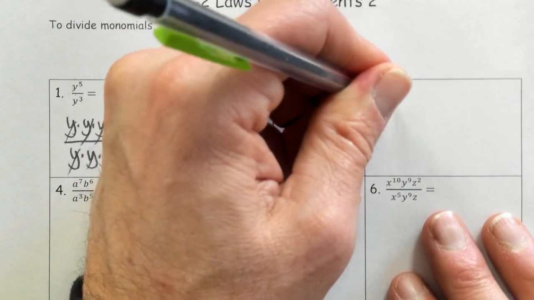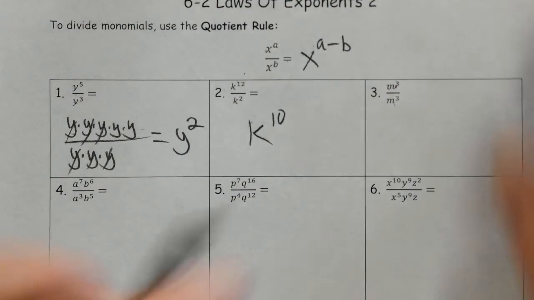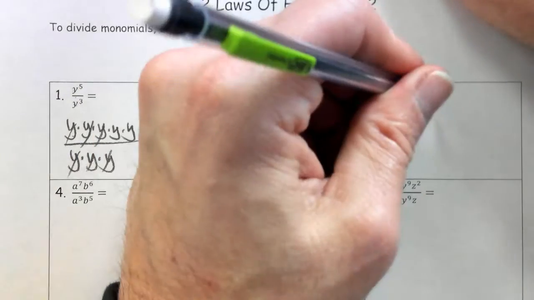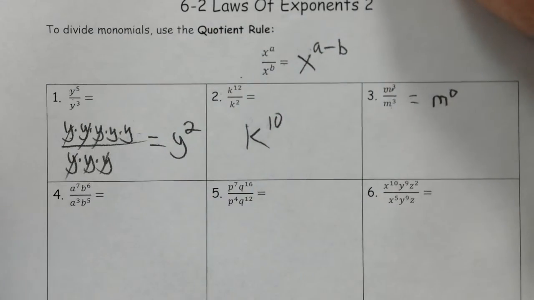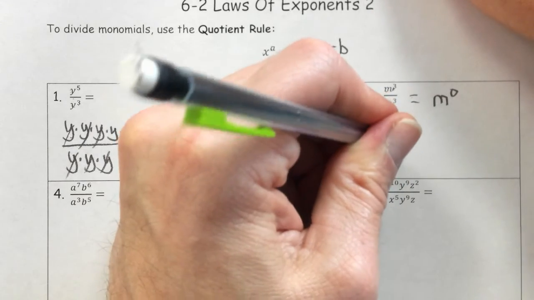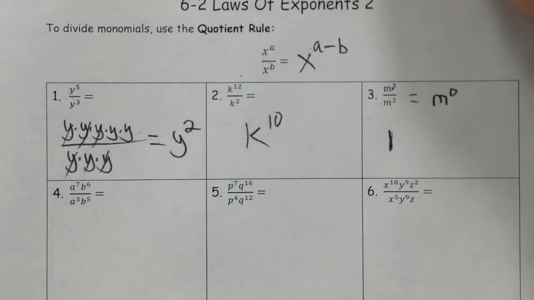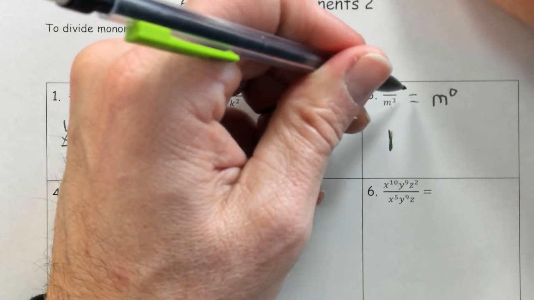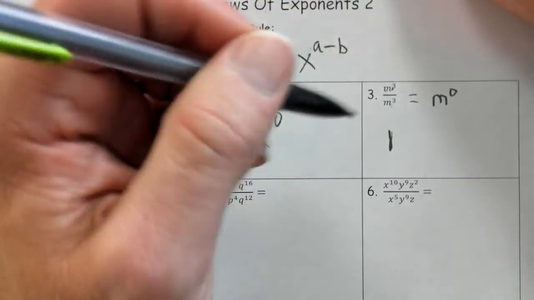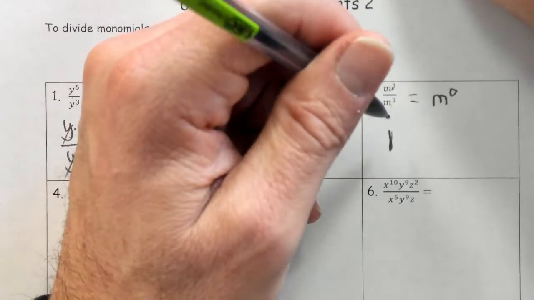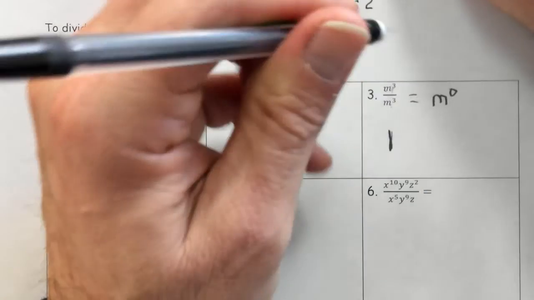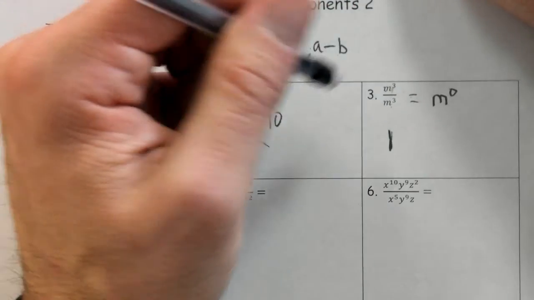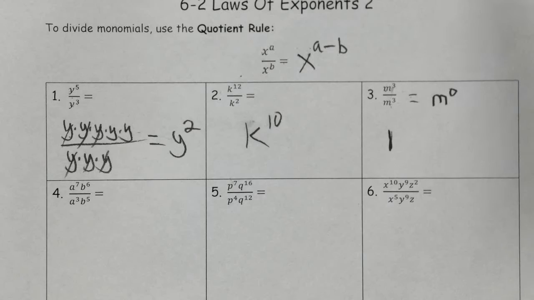M to the 3rd divided by m to the 3rd. Now, 3 minus 3 is 0, right? So that's really technically m to the 0 power. And don't forget, anything to the 0 power is equal to 1. Okay, so the answer here is 1. And that makes sense because if we wrote them out, m times m times m divided by m times m times m, the m's would all cancel out, all of them, and leave you with just 1 over 1, which is 1. Or if you just look at it from the beginning, m to the 3rd divided by m to the 3rd, we know anything divided by itself equals 1. So any way you look at it, you get the answer of 1.